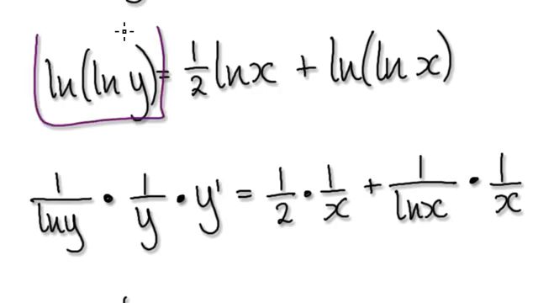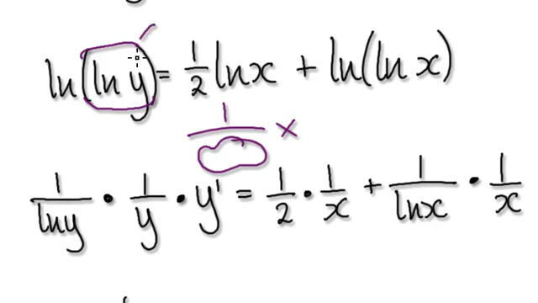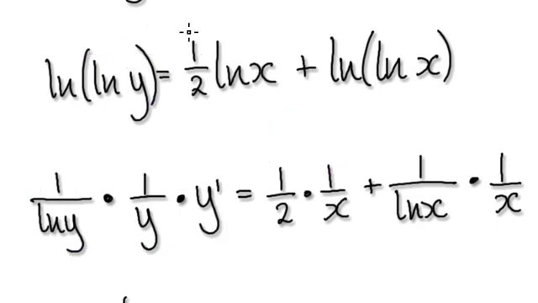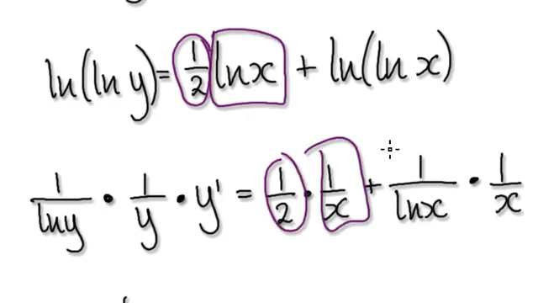When you differentiate this, visualize it as one bubble. When you differentiate this, it will be 1 over the bubble, and then times the derivative of the bubble, which is 1 over y. But because y is a function of x, then you times by y prime. So that will give you this here. Differentiate this. Half is really a constant here, and then you differentiate this. That will give you 1 over x.